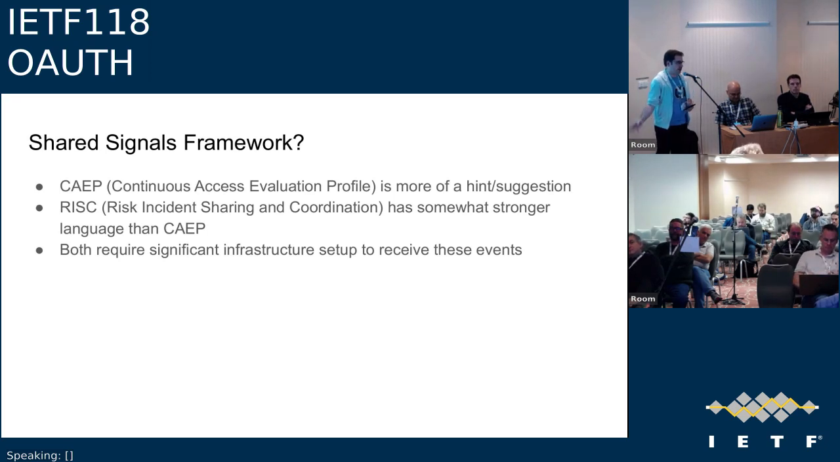Then there's the Shared Signals Framework. Now this is starting to get a lot closer to what we're talking about. CAEP, the Continuous Access Evaluation Profile, is much more of a hint or suggestion from one party to another about the state of things that have happened. The expectations of what happens when somebody receives that are not guaranteed. It's not meant to be a command. RISC, on the other hand, is definitely getting closer, with stronger language like, hey, this user's session was terminated, you should probably terminate the other session as well. So that's a lot closer. However, with both of these, the mechanisms used to set them up and bootstrap them involve multiple steps. It's a lot of back and forth. There are exchanges that happen to even establish this kind of link. Okay, I know a lot of people probably want to respond to this, but let me keep going.